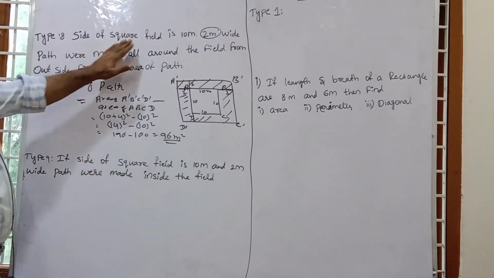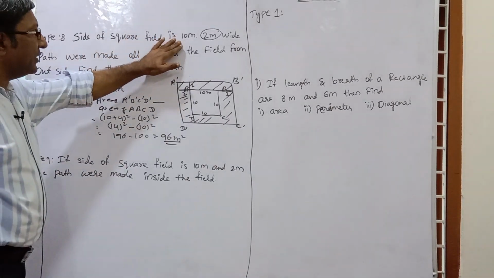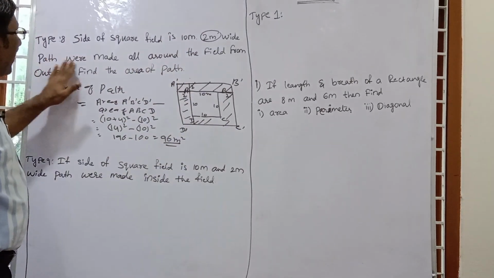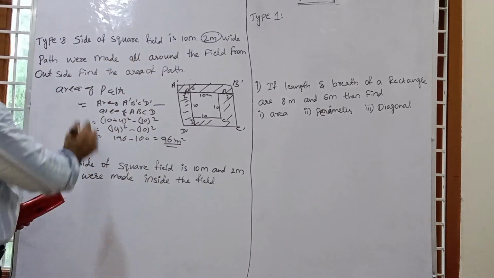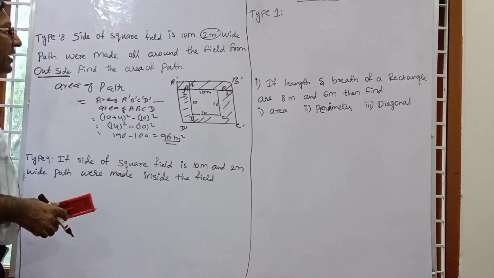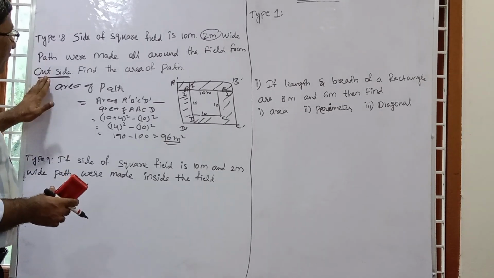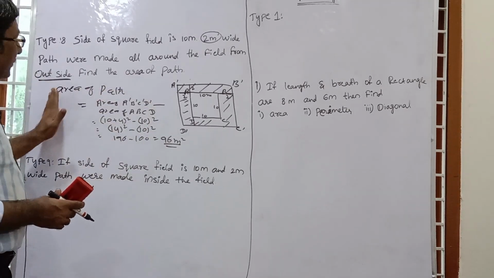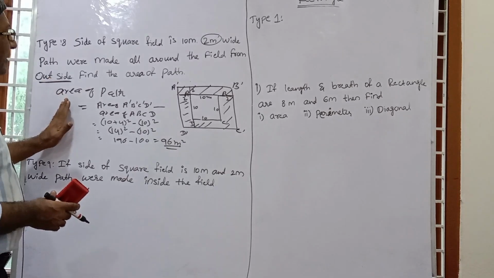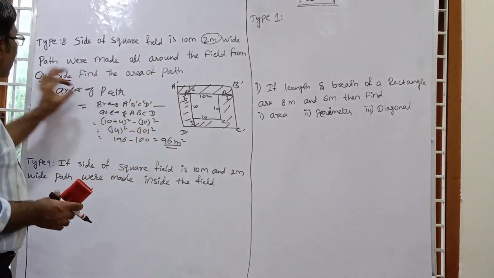The side of a square field is given as 10 meters, and a 2-meter-wide path is made all around the field from the outside. The path is sometimes inside, sometimes outside. So this is the outside. When the path is outside, then what is the trick? Side plus twice of this path.